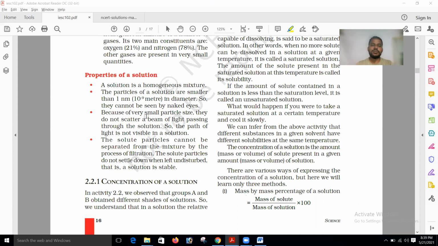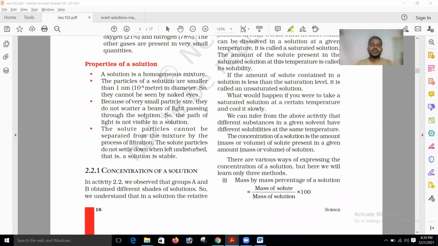Since the size of the particles is very small, it is impossible to see them with the naked eye. A nanometer is 10 to the power minus 9 meters, so you can visualize how small that is. Because of the very small particle size, they do not scatter a beam of light passing through the solution, so the path of light is not visible in a solution.